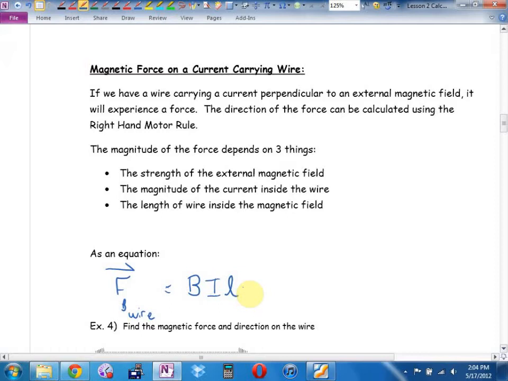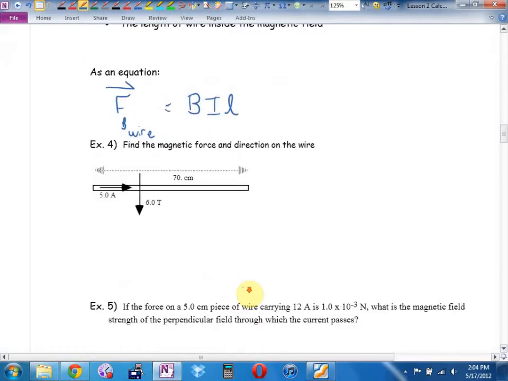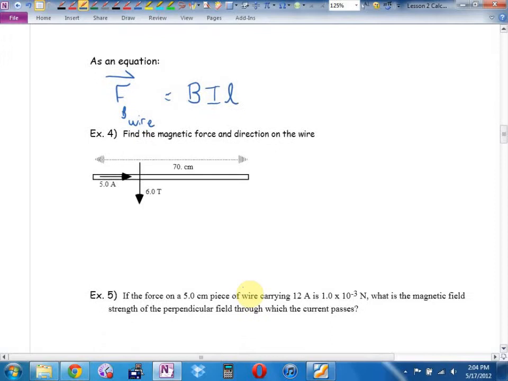Okay. So, example 4 says, find the magnetic force, magnitude, and direction on the wire. Let's find the magnitude first. The magnetic force on a wire is Bill. Look at the diagram. How strong is the magnetic field according to this diagram here?